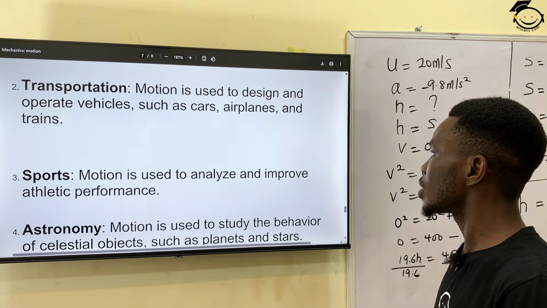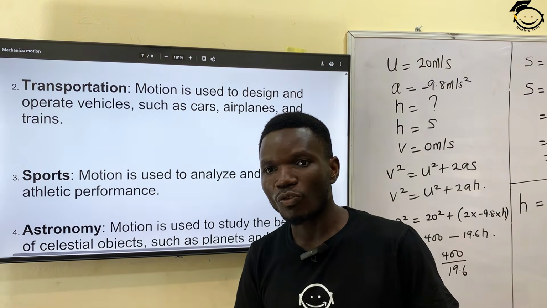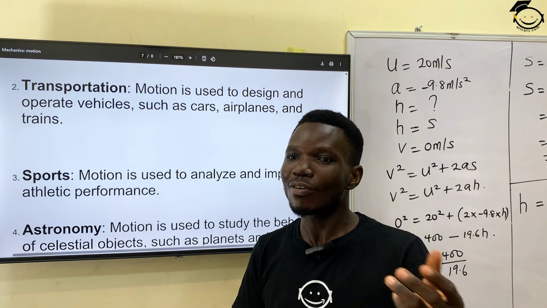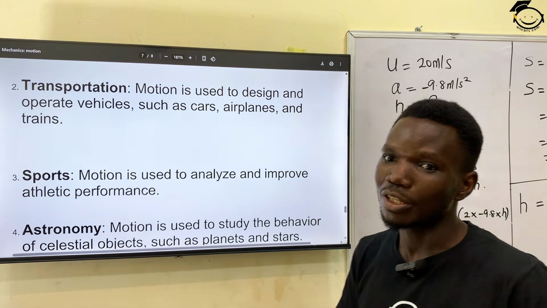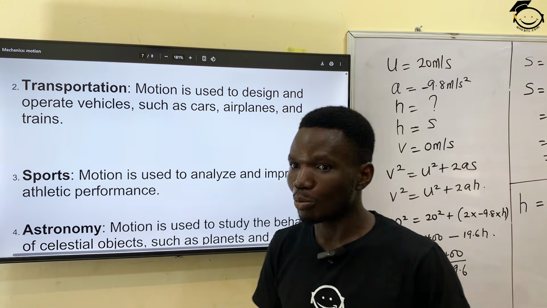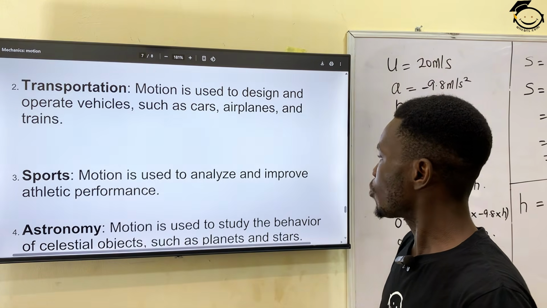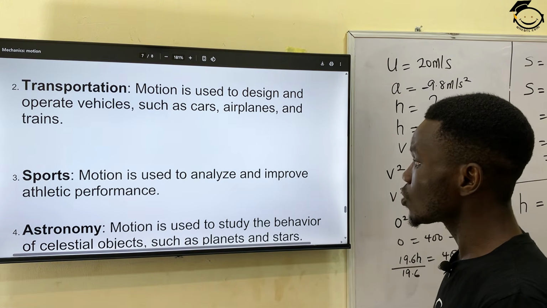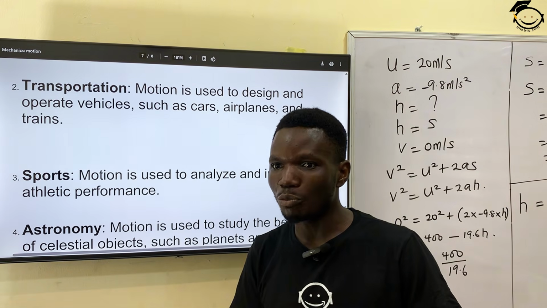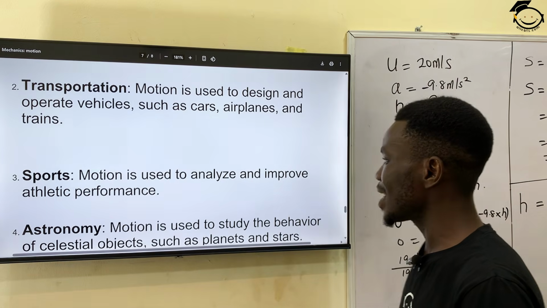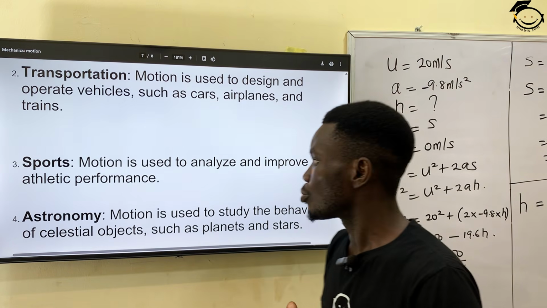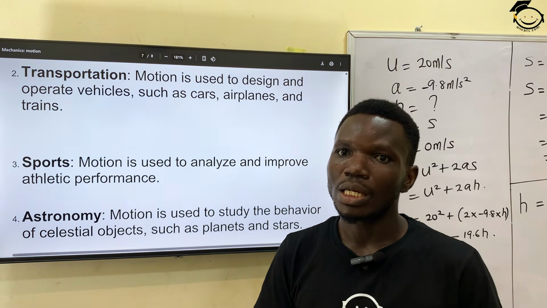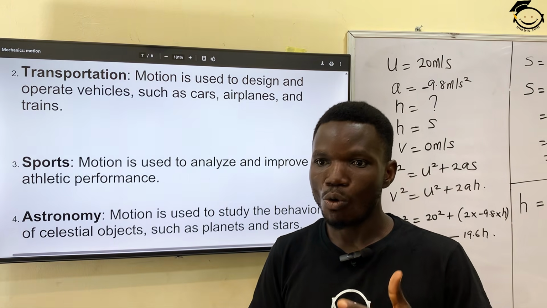We also apply motion in sports to improve athletic performance. During your training sessions, you can decide to jog around the field. That means you are moving. You can even jog on the spot and you are moving. That is an application of motion. It is also applied in astronomy. It is used to study celestial bodies as the stars and planets are constantly moving, so you are able to determine what kind of object is moving due to its type of motion.